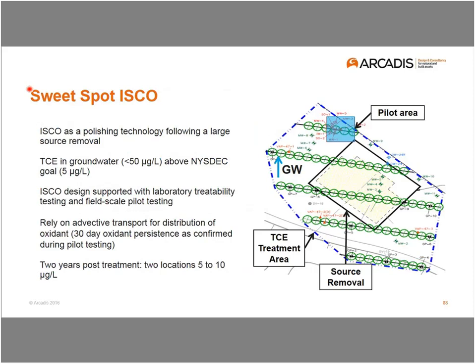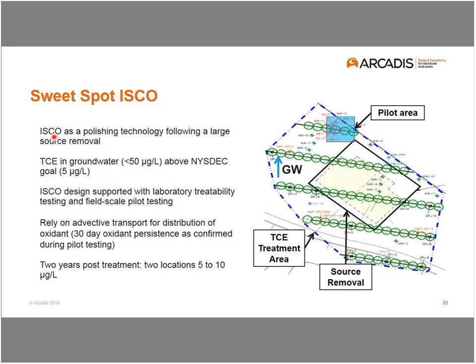So this is a sweet spot implementation for ISCO. It's particular to a trichloroethene, TCE, site that was in New York State. ISCO was used as a polishing technology following a large source removal. So the source removal shown is the black rectangle. The bulk of the source, which was a leaky sewer pipe, was removed, as well as considerable soil around it.